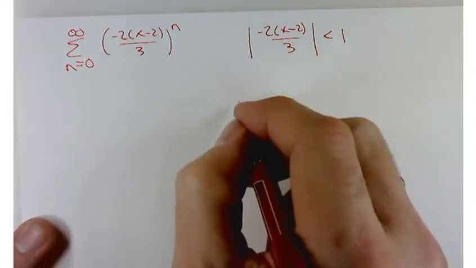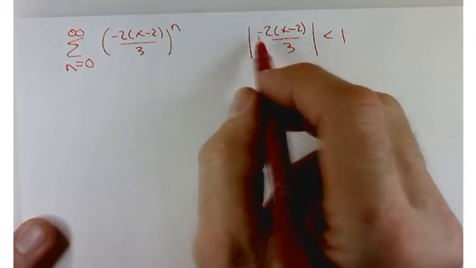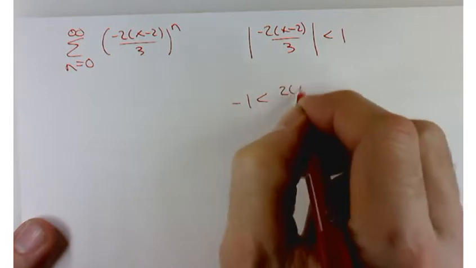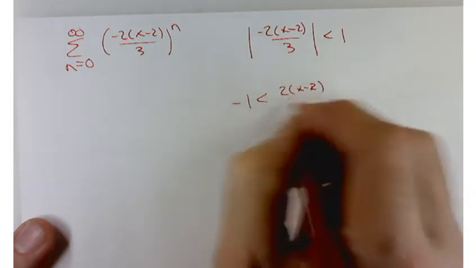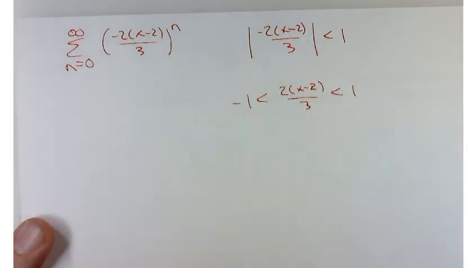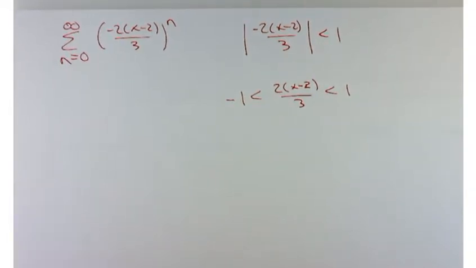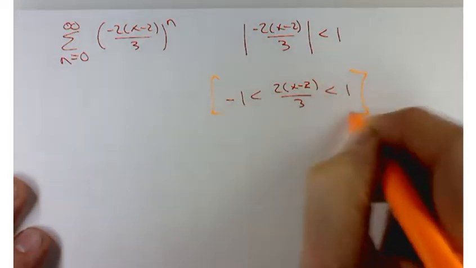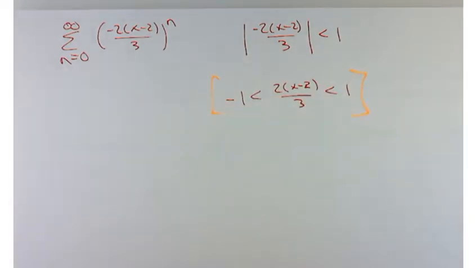So that's going to be, let's see, we can get rid of the negative because we're taking the absolute value. It's going to be negative 1 is less than 2 times (x minus 2) over 3 is less than 1. Let's multiply both sides by the reciprocal of 2/3. That is, multiply both sides by 3/2.